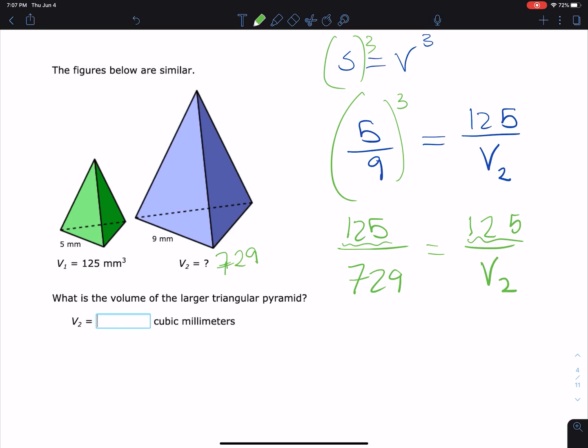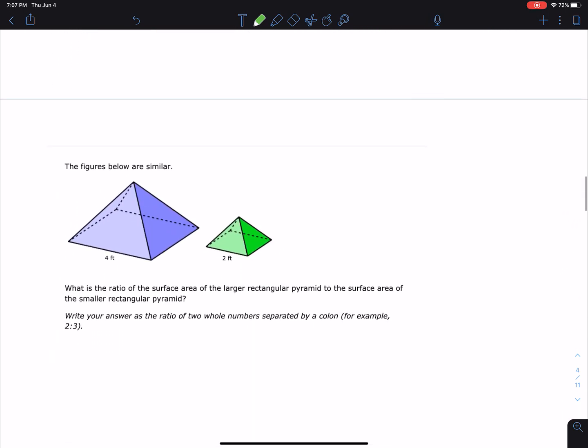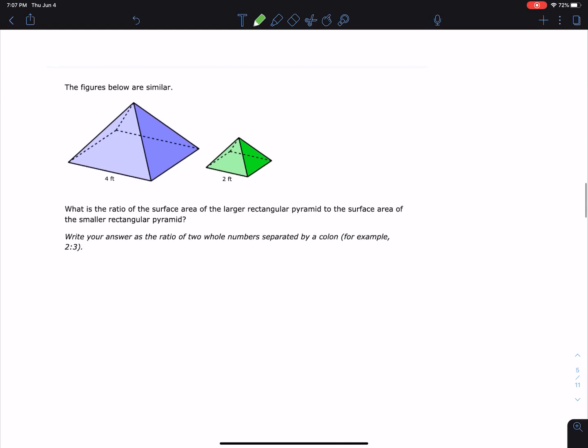All right. Let's try our next one. So here they're giving me side lengths of pyramids, and they're saying, what is the ratio of the surface area of the larger rectangular pyramid to the surface area of the smaller? Okay, so remember it goes side length, area, volume. Area is squared. They're saying surface area.